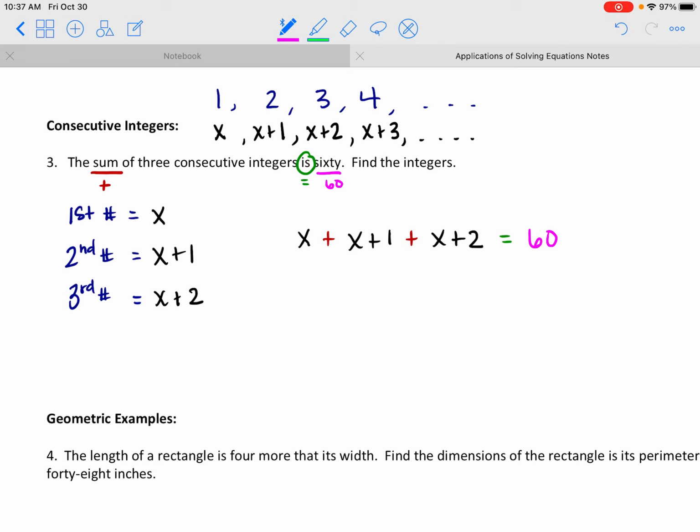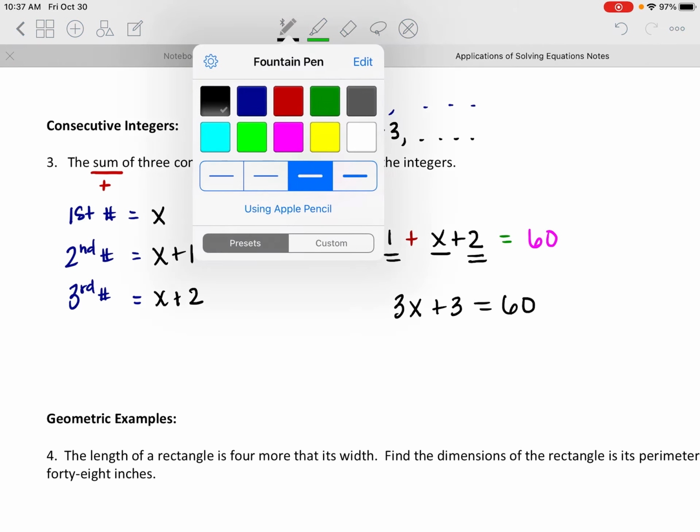So this can be simplified. We have some like terms that we can combine on the left. An x and another x and another x, that's 3 x's all together. And then if I put together the 1 here and the 2 here, that gives me a plus 3. So 3x plus 3 is equal to, I still have a 60 on the other side. And now I'm ready to solve.